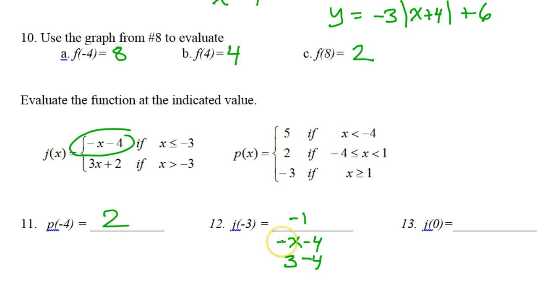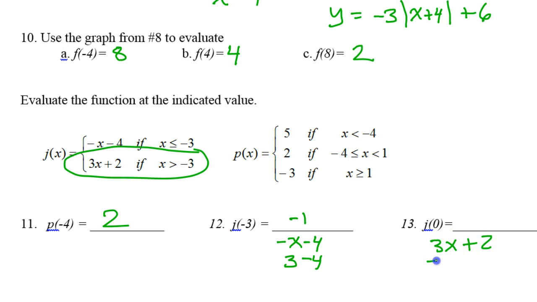Okay, -3 is +3, the opposite of -3. Anyway, now 0. Still function j, so we're still doing this. Let's see, is 0 less than or equal to -3? No. 0 is actually greater than -3, which means we are going to be using the bottom piece. So that means we're doing 3x plus 2. That's 3 times 0 plus 2. That's 0 plus 2. So that is just 2.